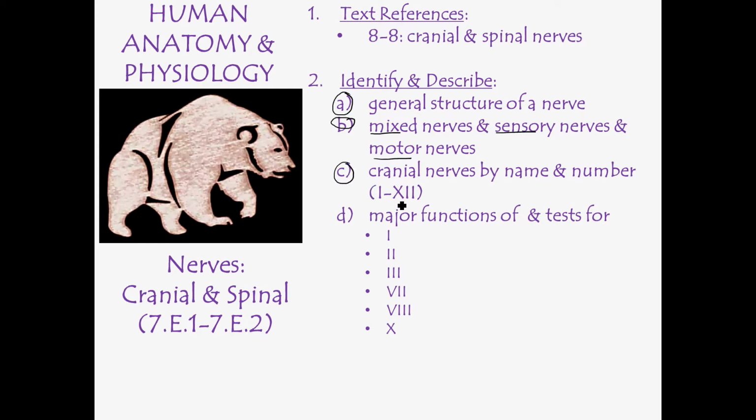There are 12 of them. We're going to have you know 6 or 7 of those 12 in detail. Right? And so can we then describe major functions and the tests for cranial nerve 1, 2, 3, 7, 8, and I'm going to throw 9 in here. I don't know why I left that off. We'll throw 9 in there, and then 10.